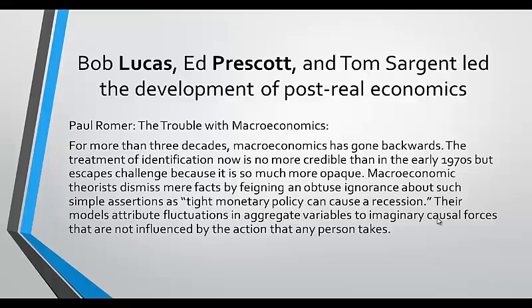And so people ask, what are these random errors? They have no answer. That's why he says that their models attribute fluctuations to imaginary causal forces that are not influenced by any action taken by anybody. It's what he calls phlogiston. It's an imaginary substance that was created by physicists to explain some things, or ether is another thing like that. So modern macroeconomics is based on imaginary forces which drive the economy, because the real forces would lead to it being stable.